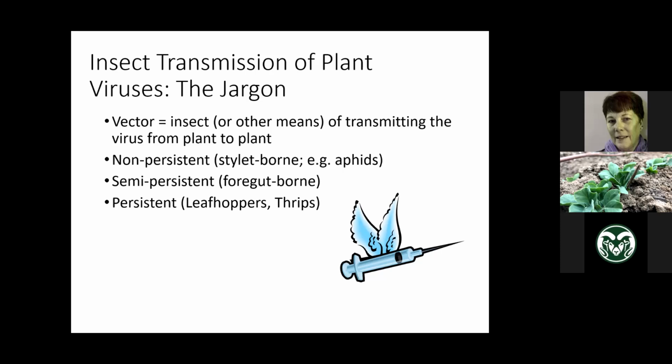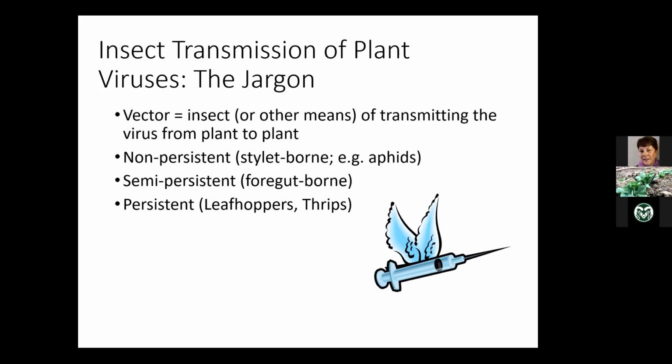So in terms of managing, the persistent leafhoppers are probably the most critical, because you can actually manage those a little bit better before they can transmit the virus than with something like an aphid, which can transmit it almost immediately after it picks it up.